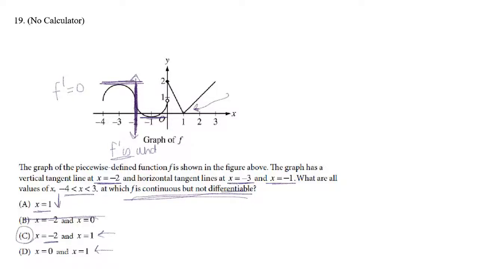Now, why not 0? Well, 0 doesn't meet the condition that f is continuous. So here, f is not continuous. So that's why that one could not be an answer choice. So be careful in that. Make sure you check continuity before you do your derivative.